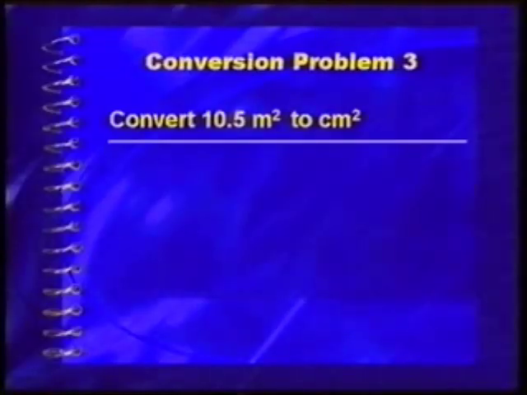Here we go. We've got convert 10.5 square meters to centimeters squared. When you convert squared units or cubic units, there is going to be a slight difficulty. You can't just multiply by 1,000. You have to take into account whether it's a squared unit or a cubic unit.